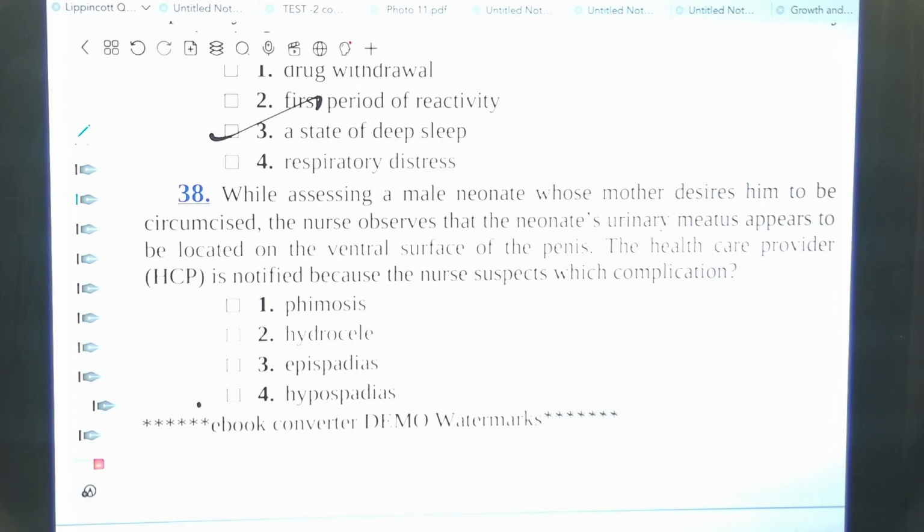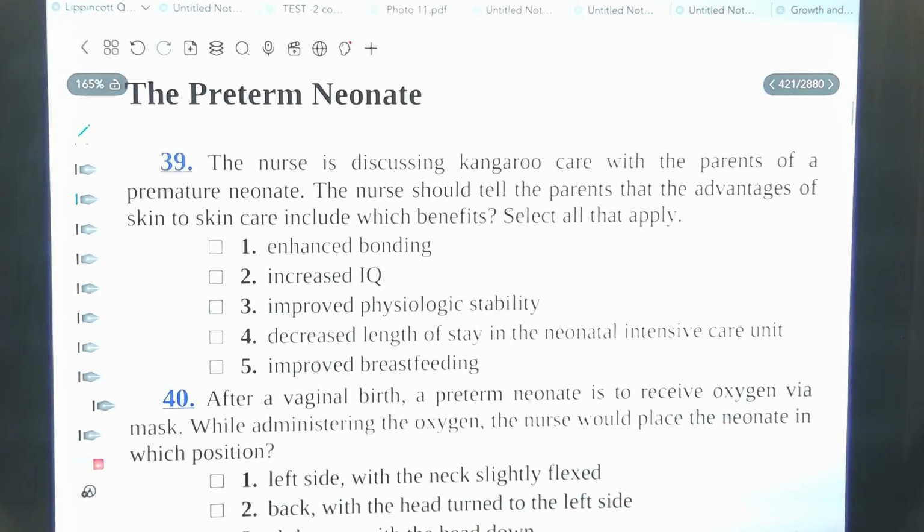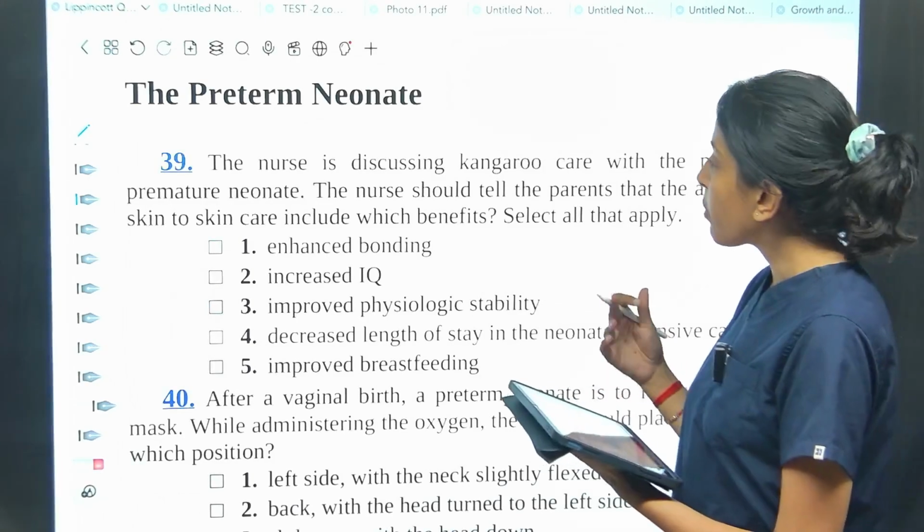That is hypospadias. Next question 39. The nurse is discussing kangaroo care with the parent of a premature neonate. The nurse should tell the parents that the advantage of skin to skin include which benefits.